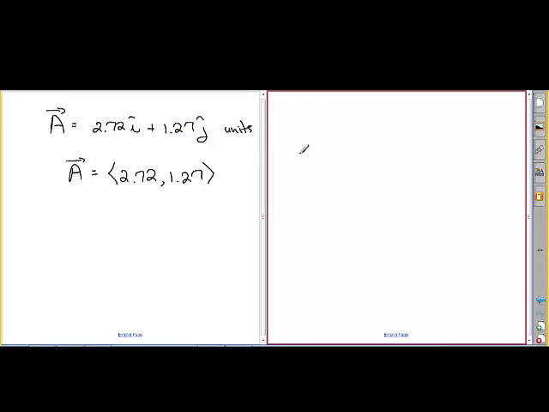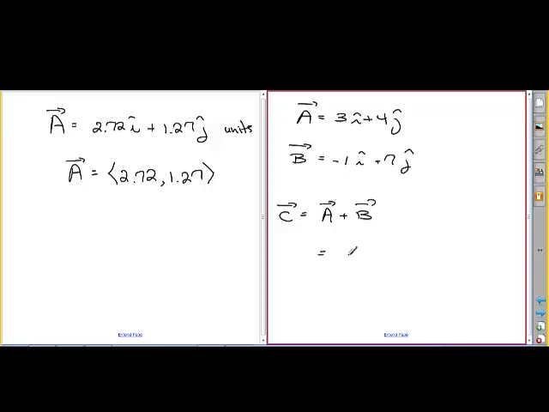When you want to add vectors written in this form, say vector A is 3i hat plus 4j hat, and vector B is negative 1i hat plus 7j hat. When we say vector C is the vector addition of vector A and vector B, we take 3i hat plus 4j hat, that's vector A, and add to that negative 1i hat plus 7j hat.